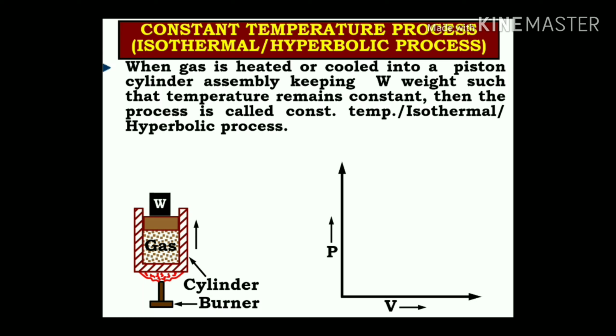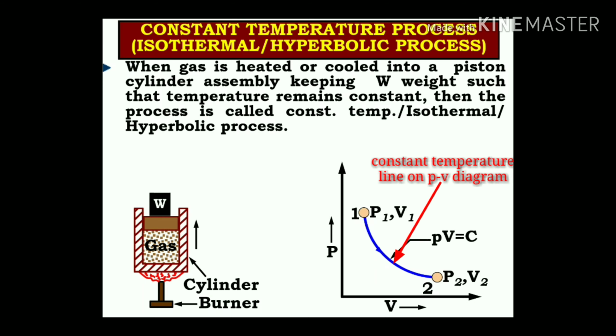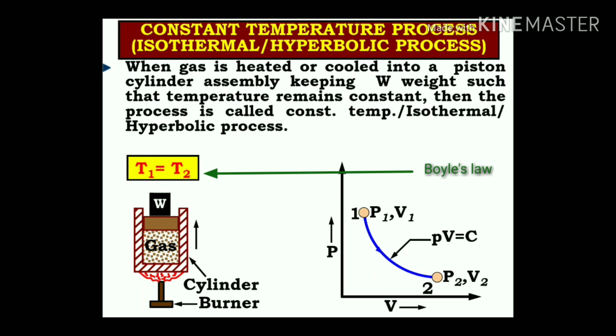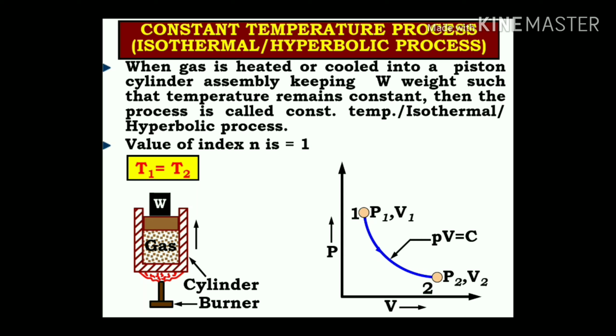The x-axis represents the volume and the y-axis represents the pressure. At state number 1, or point number 1, we have P1, V1, and it changes from one state to another state at constant temperature. That will be P2, V2 at point number 2. So PV equals constant, and this is said to be Boyle's law. In the case of Boyle's law, T1 equals T2, that means a constant temperature process. In that case, the value of the index will be equal to 1.